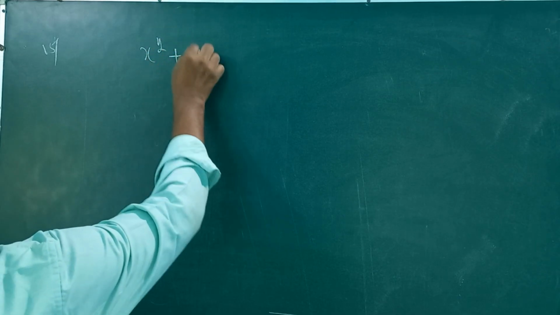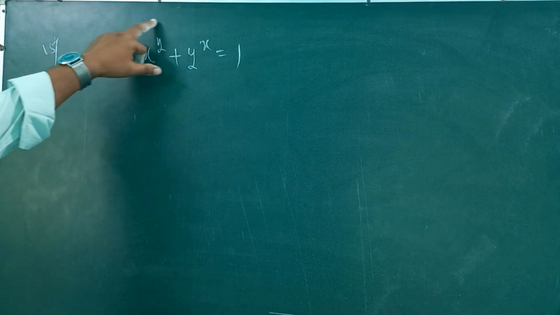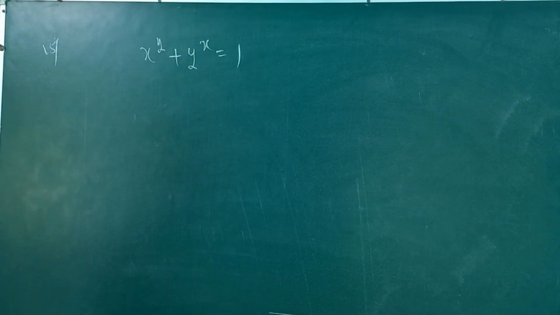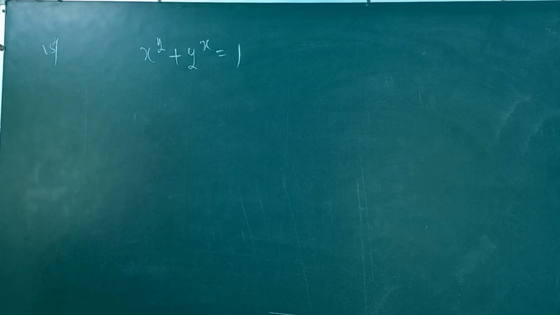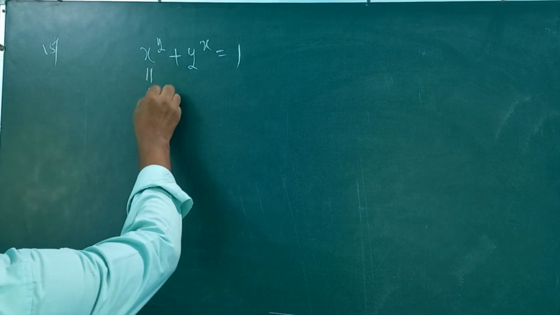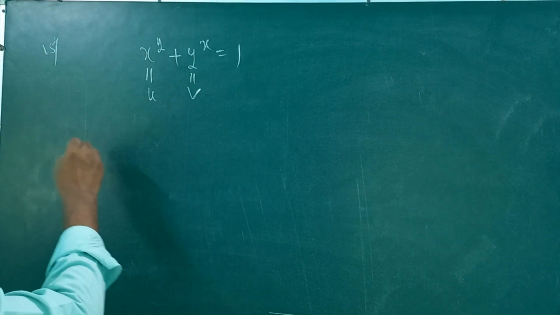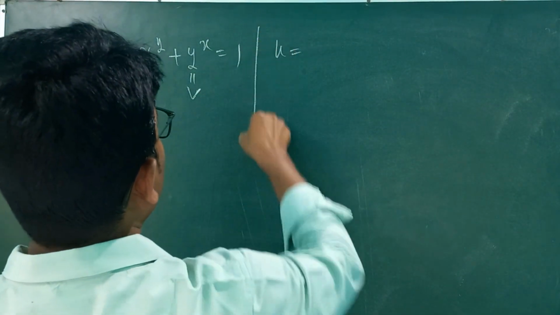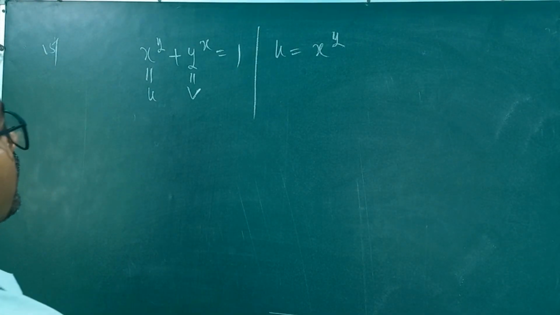Now x to the power y, y to the power x equal to 1. How can we calculate its derivative? There is no such rule in derivatives for x to the power y or y to the power x. Now how can we differentiate this function? Suppose this one is u and this one is v. That is u equal to x to the power y. How can we differentiate this function?